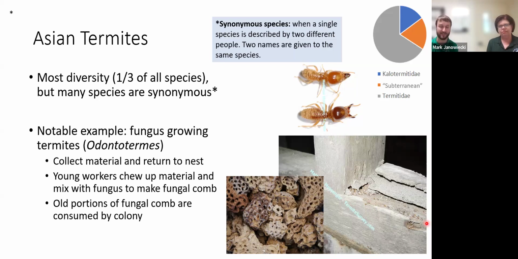One notable example here is another different kind of fungus growing termite, Odontotermes. Like the ones in Africa, these collect material and bring it back to the nest. They use those young workers to chew up the material and mix it with fungus to make a fungal comb. And then they're eating that fungus comb, the old portions, as it's maturing, as it becomes suitable food.